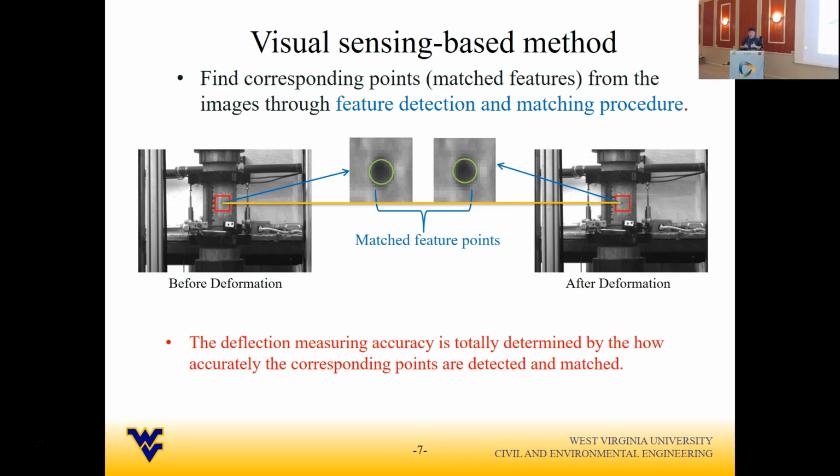So how does the visual sensing based method work to measure deflection of structures? The principle is triangulation. Basically, we try to identify and match the corresponding points across different images, before deformation, after deformation, and over time, and then we try to measure the discrepancy and reproject it into 3D space. Now here, of course, we're focused on accuracy. It is key, otherwise it doesn't make any sense. So the key is how accurately the corresponding points are detected and matched, because it has a very significant impact on the resulting accuracy of the deflections.